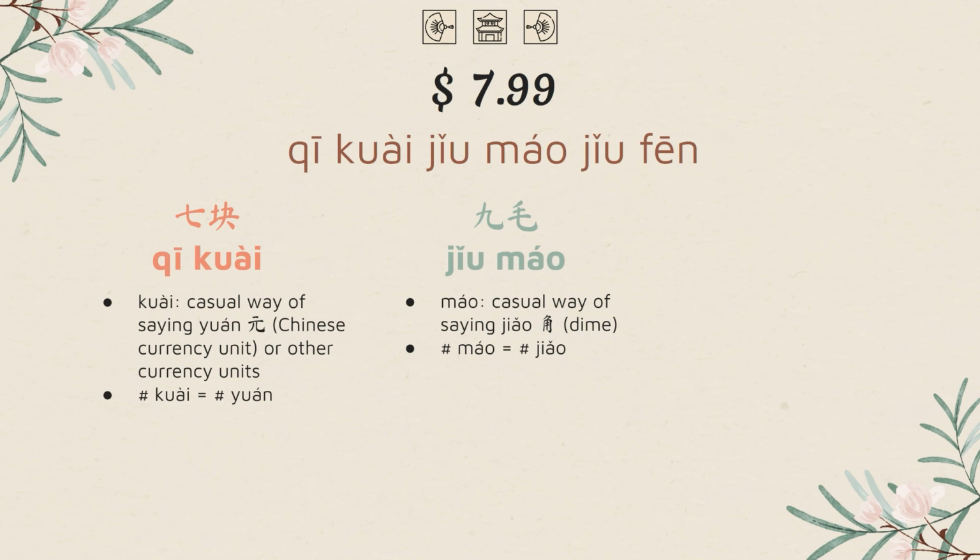So if you're using 块 for the 7, you want to use 毛 for the dime. Or you can be consistently formal and say 7元9角. And then for cents or penny, we only have one word for it. It's 分. 分 also means minute. So 9分 means 9 cents. So the whole price is 7块9毛9分. So $7.99. So if you need a refresher on numbers, please check out my video here.